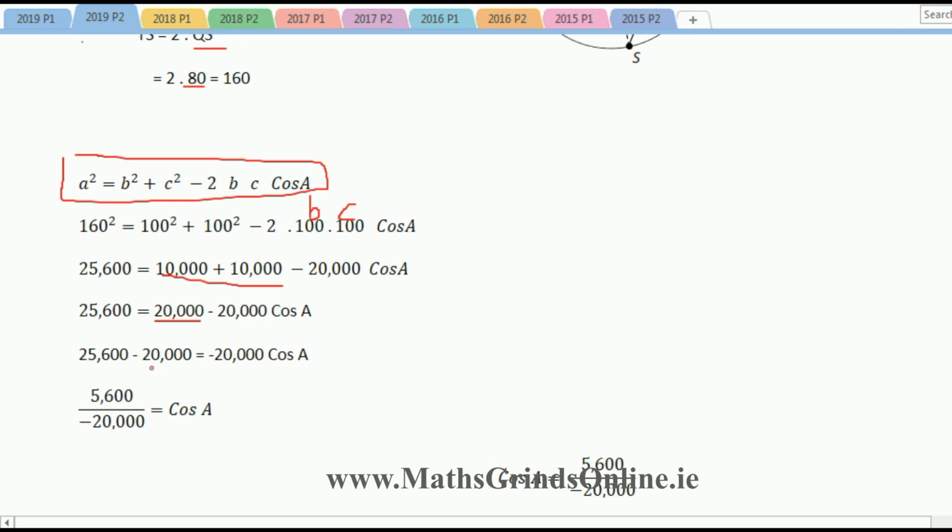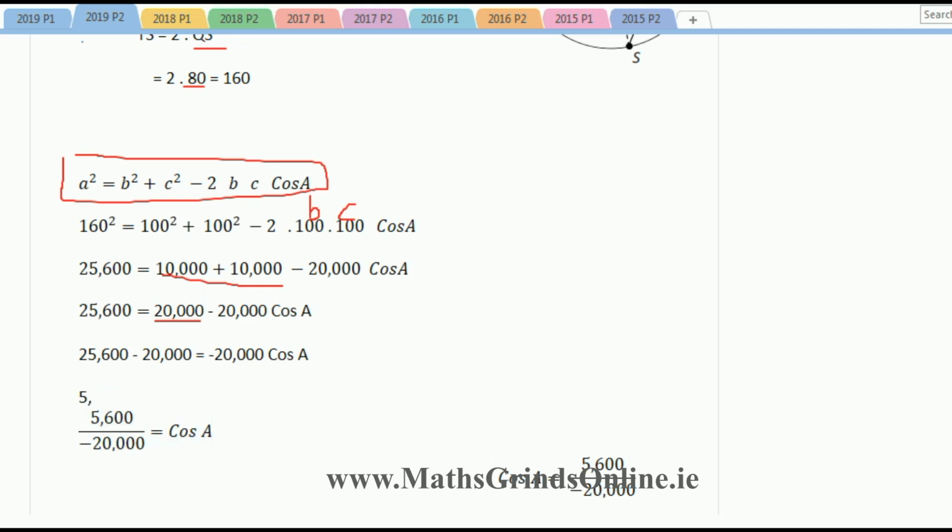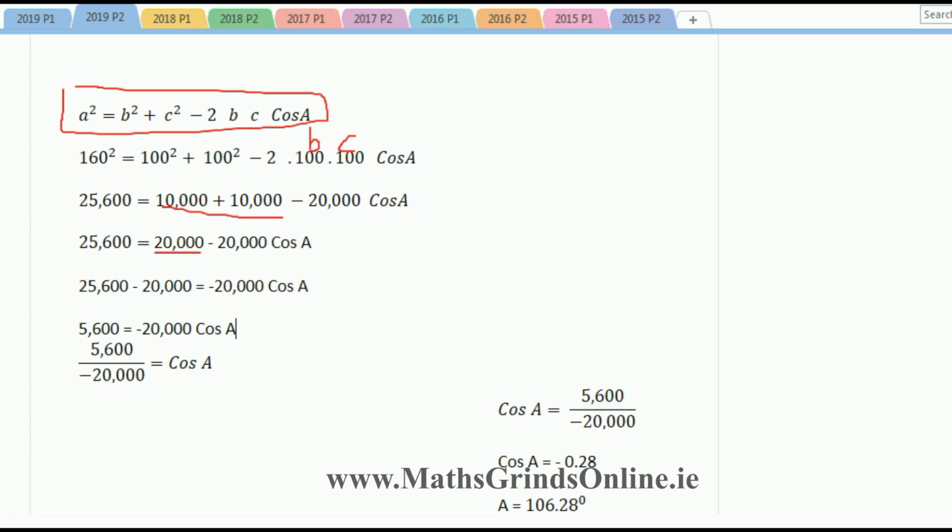So if I divide across the equal sign by minus 20,000, I just have cos A on the right hand side, and on the left hand side, I have 5,600 divided by minus 20,000. I'm just going to add in there that I did that sum, and I got 5,600 was equal to minus 20,000 cos A. Just add that in there. So that's my cos of A. I was asked in the question to find an expression.